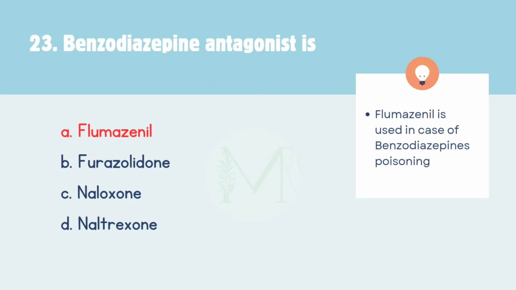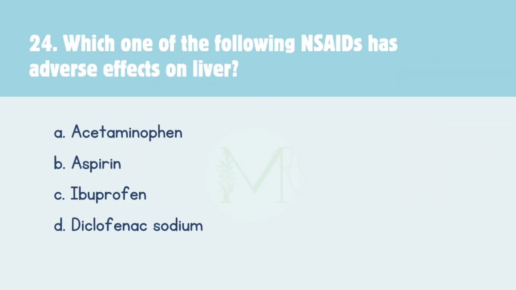It works by binding to the benzodiazepine receptors on the GABA A receptor complex in the brain, which reverses the sedative effects of benzodiazepines. It is commonly used to reverse benzodiazepine overdose or to counteract sedation in procedures where benzodiazepines are used. It's used in case of benzodiazepine poisoning. Furazolidone is an antibacterial and antiprotozoal drug and is not related to benzodiazepine antagonism. We know naloxone and naltrexone are opioid antagonists. We have discussed this previously. Moving on to the next question.